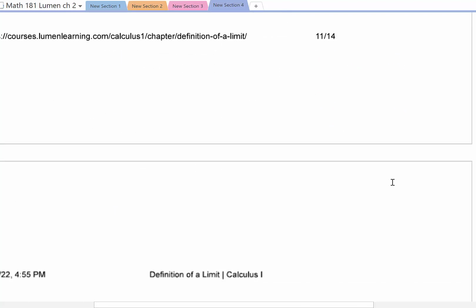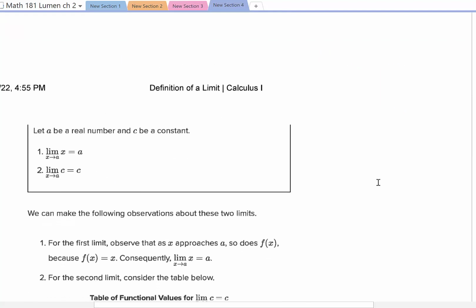Okay, 2 important limits. Some rules here. Let a be a real number and c be a constant. The limit of x as x approaches a is equal to a. So if you're saying the limit of x as x approaches 3, that's going to be 3. Also, if you have some constant like 5, the limit of 5 as x approaches 3 is still going to be 5. That's not going to change because it's a constant.